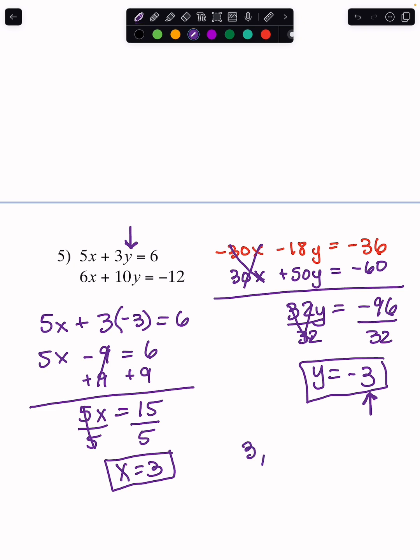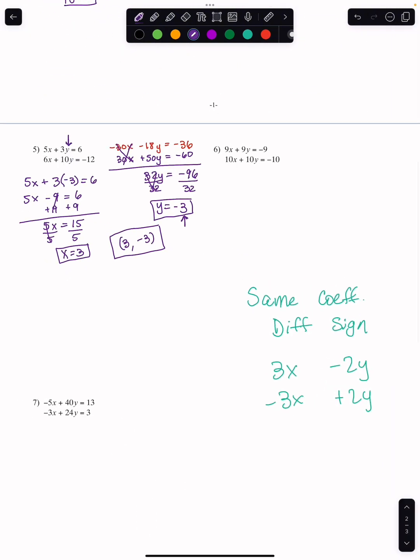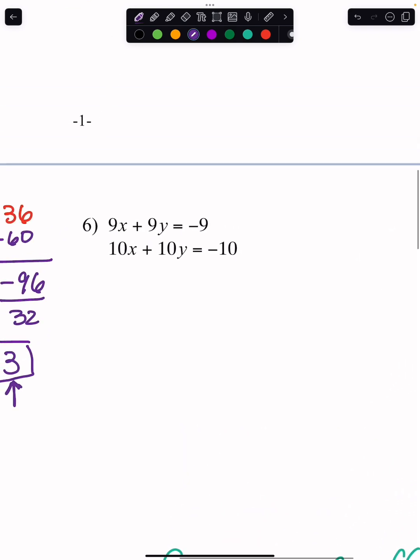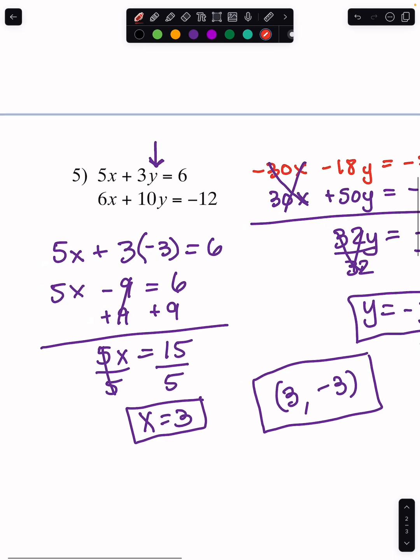Okay, 2 more. Here we go. Ooh, we got to figure this one out. I need them to both have the same number. The only number I could think of off the top of my head is 90. So we're going to do 90. And we're going to cancel out the x's first. Over here, let's go ahead and cancel out the y's.